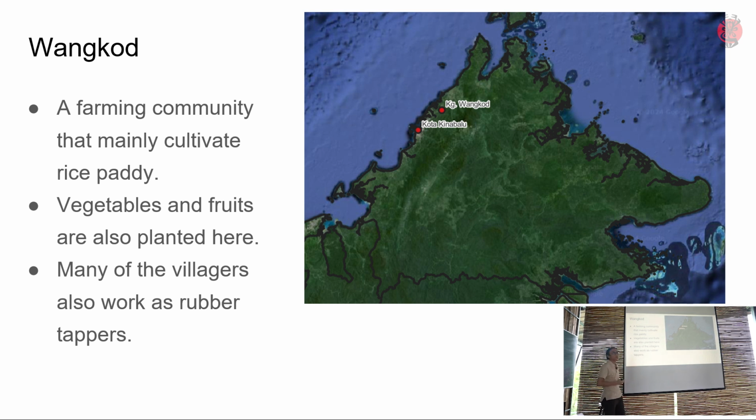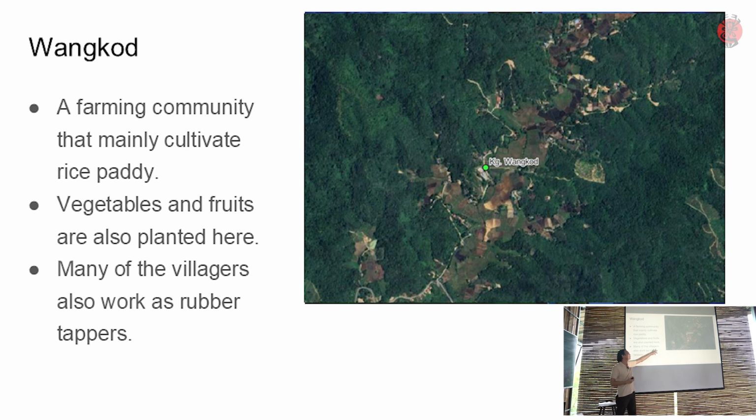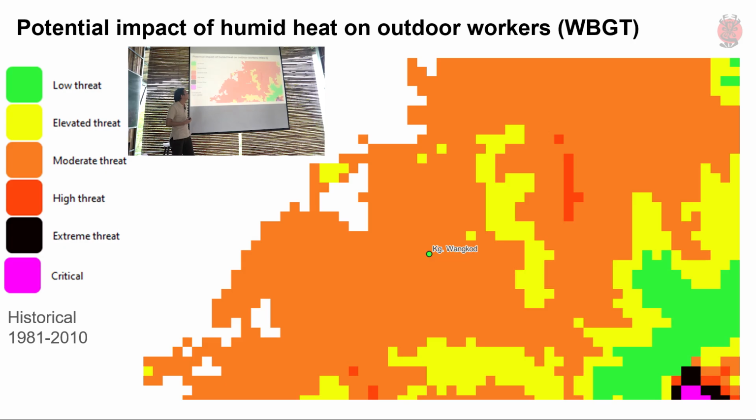And so yeah, this place, like Tinuhan, is mostly a farming community. I mean, they also do some other small scale farming. And they are like Tinuhan, many of the villagers here also work as rubber tappers. In Wangkok, you can see a lot of farmland, a lot of paddy fields. So again, potential impact on outdoor workers.